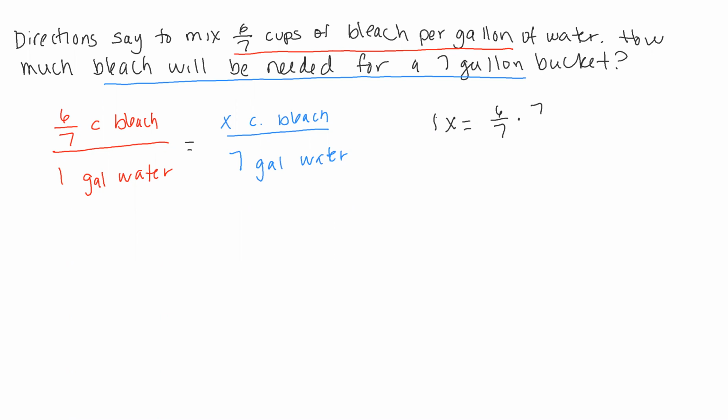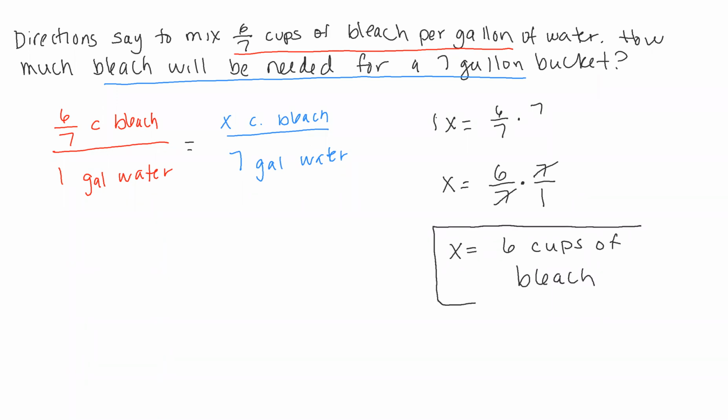So I'm going to clean it up a little bit. I get X equals 6/7 times 7 over 1. I'm going to go ahead and put this 7 over 1 just so we have numerators and denominators to work with. You'll notice the 7s cancel. So I get that I would need 6 cups of bleach.